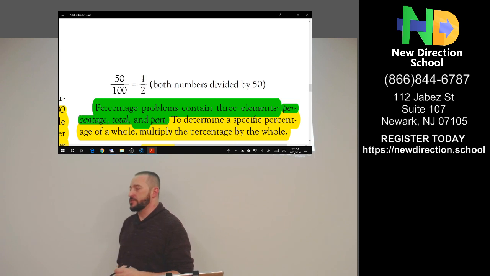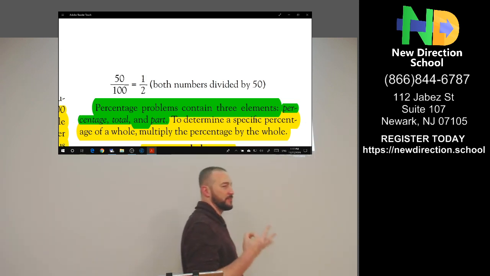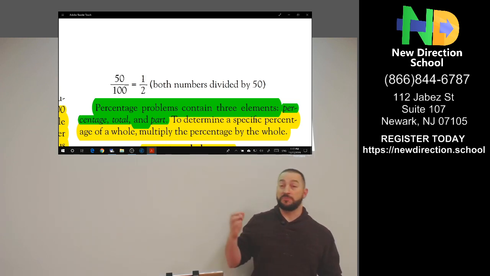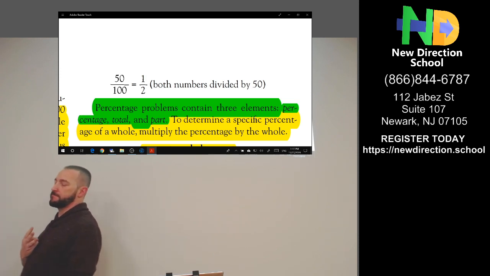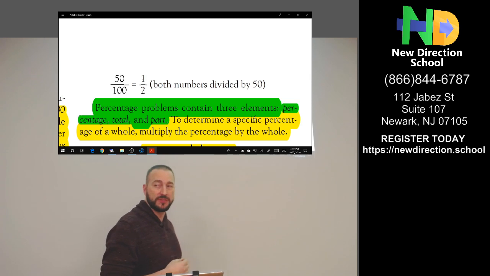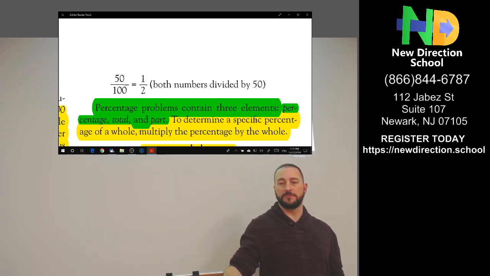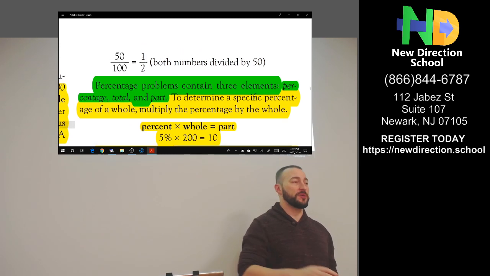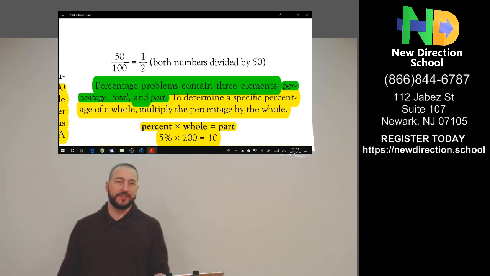So one thing you need to understand is that percentage problems always contain 3 elements. There's the percentage itself, there's a total, and there's a part. Okay? Percentage, total, and part. To determine this specific percentage of a whole, we multiply that percentage by the whole. So percent times whole equals part. So if we have 5% times 200 equals 10.